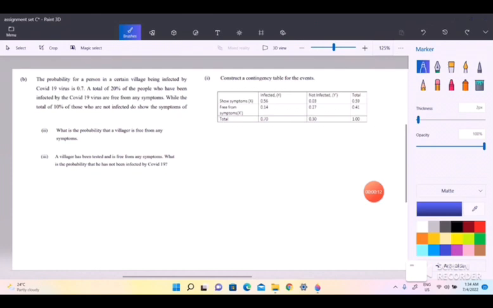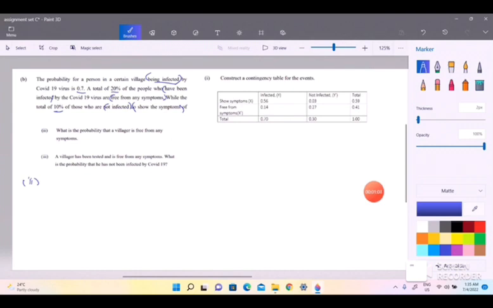Okay, so the probability for a person in a certain village being infected by COVID-19 virus is 0.7. A total of 20% of people who have been infected by COVID-19 virus are free from any symptoms, while 10% of those who are not infected do show symptoms. Not infected but do show the symptoms. Okay, so for the second question, before you answer, it is very important to construct a contingency table for the event, so you can answer these questions easily. Whether it is asked in the question or not, just write the contingency table.